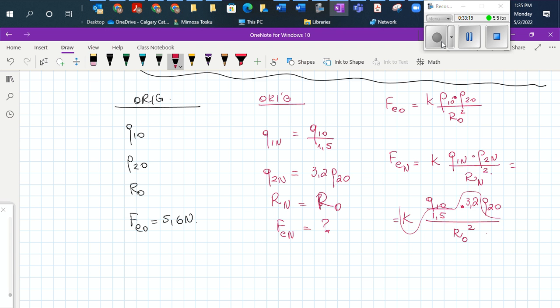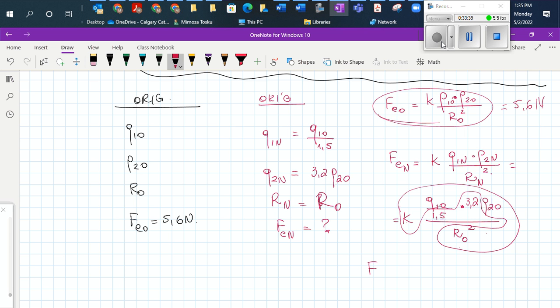Q1, Q2, and distance. The product of K, Q1, Q2, and divided by the distance will be the original force, which is equal to 5.6 newtons.